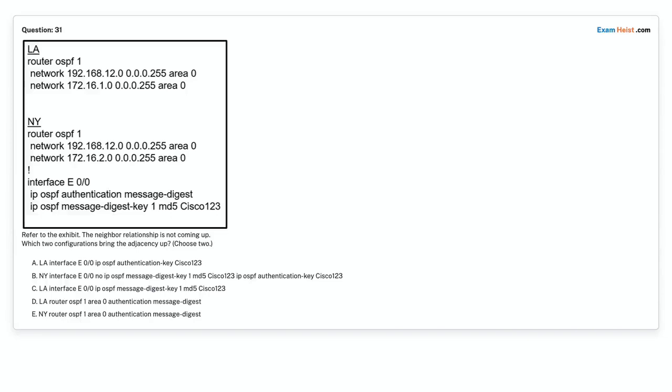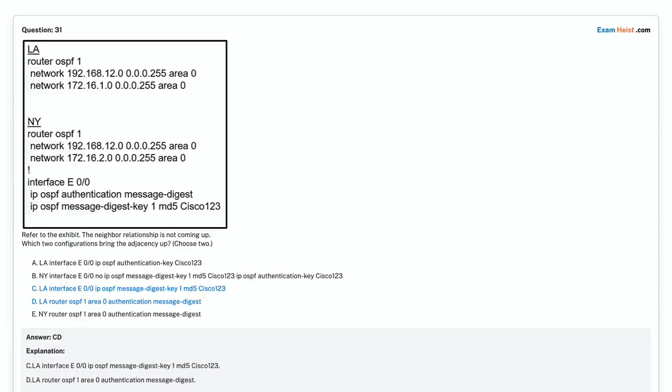Choose the correct answer. Correct answer is option C. LA interface Ethernet 0/0, ip ospf message-digest-key 1 md5 Cisco123. Option D. LA router ospf 1, area 0 authentication message-digest.